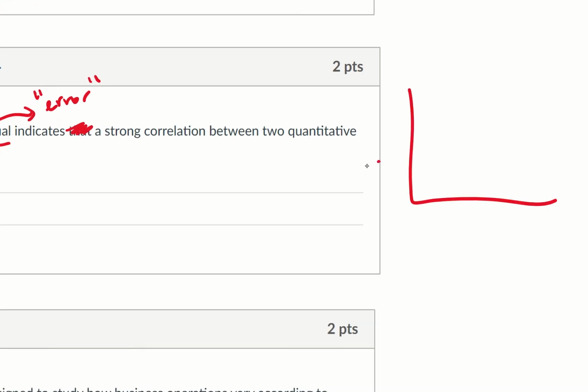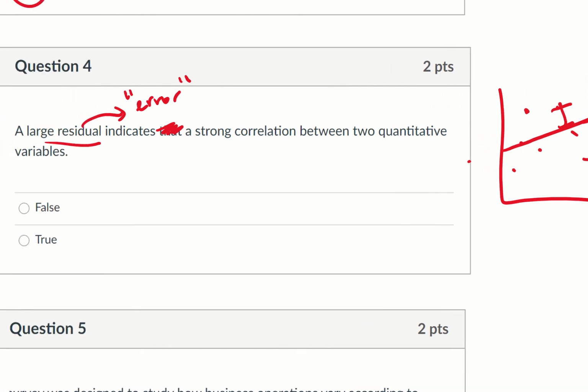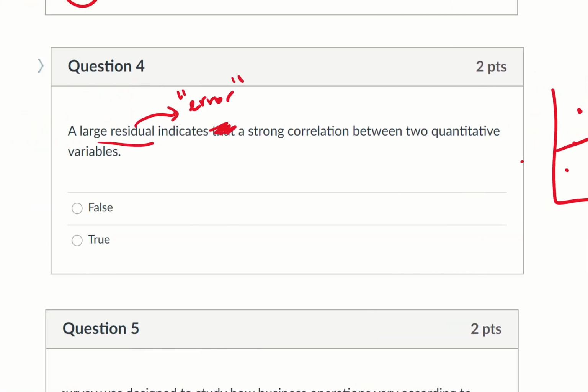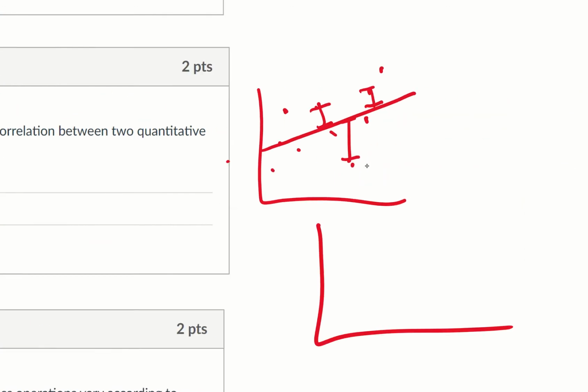So if I were to have a bunch of data points here, scattered, the fit is not very good, and so my error is going to be large in general, right? My error between my line and my points. And so that means that we have a weaker correlation. So this is actually false. A small residual means that the points are tightly together on a line, and therefore you're going to have a small error.